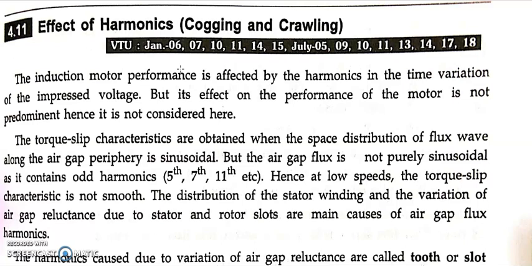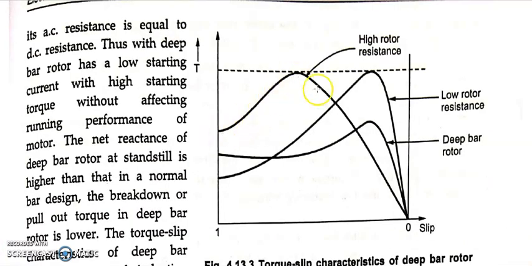We know that in the earlier classes we studied the torque slip characteristics or torque speed characteristics of the induction motor, maybe three phase or single phase. It was somewhat like this. Here you can see a few waveforms for different rotor resistances. Don't worry about the different shapes, but the pattern is all the same. They are smooth here.